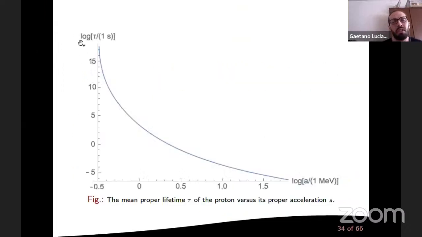Okay, here there is a plot of the proton lifetime versus the acceleration, and as you can see, for very large acceleration, the proton lifetime takes finite values, while for vanishing acceleration, the proton lifetime goes to infinity, which means stability of the particle, as we know.